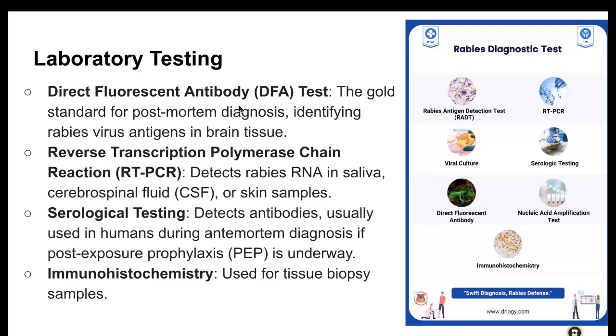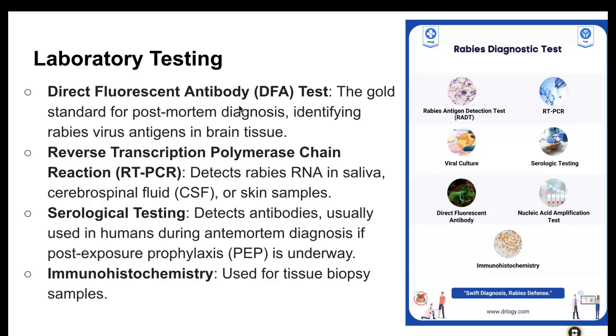The laboratory testing is the direct fluorescent antibody test, DFA. It is the gold standard for post-mortem diagnosis, so after you die or the animal is killed and taken in. A lot of times if you get scratched or bitten by an animal such as a bat or a raccoon, they want to be able to get the animal, and then they'll do testing on it.